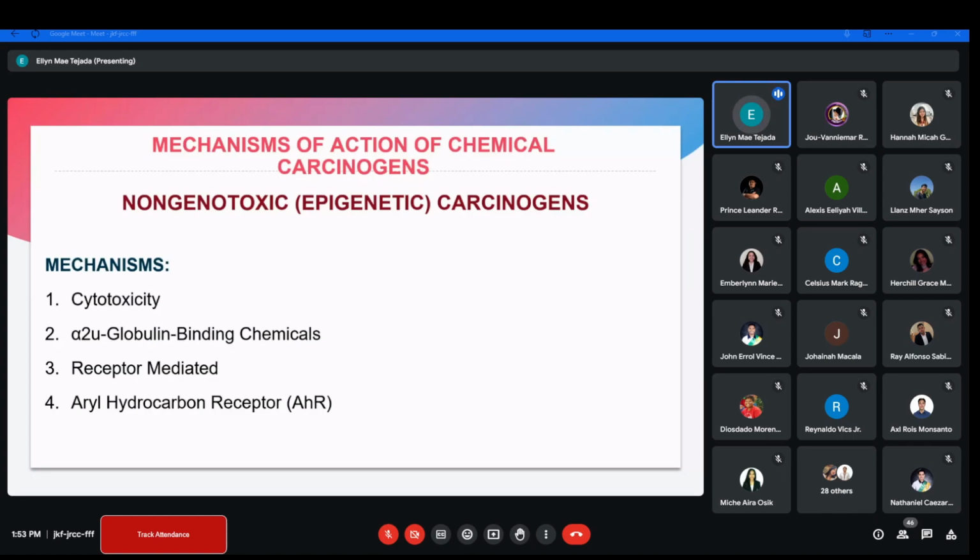So of course, if we have the genotoxic, which is DNA reactive, we have here the non-genotoxic or the epigenetic carcinogens. So of course, if the genotoxic has its own factors or mechanisms, also with your non-genotoxic. So your cytotoxicity, or also known as toxic in cell, of course, it's very sabotable. Chemicals under this one that function through this mechanism produce sustained cell death or apoptosis.